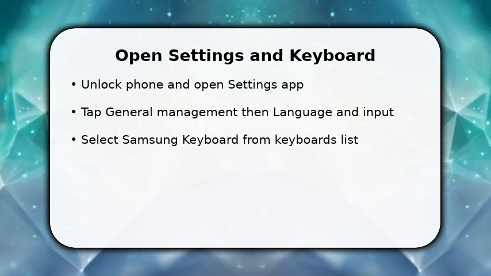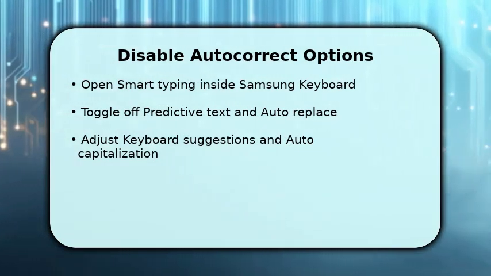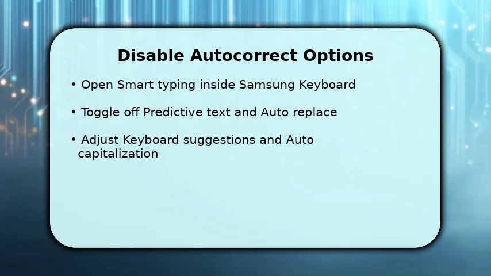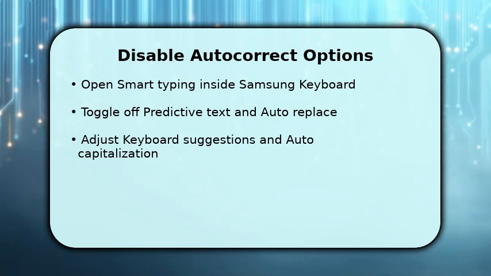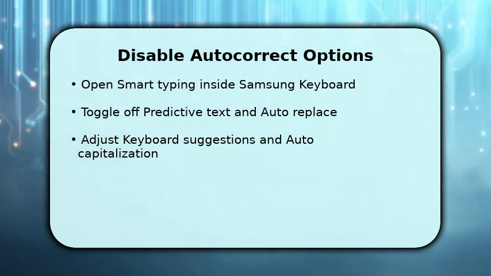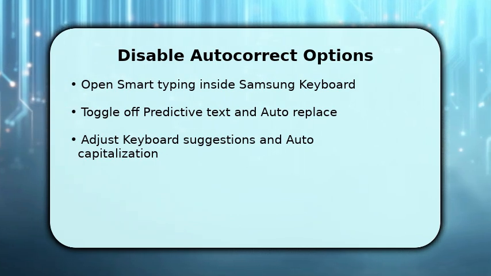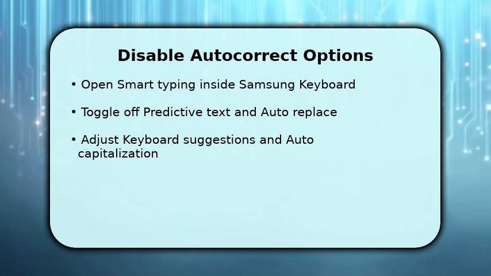Once inside Samsung keyboard options, tap Smart Typing to find predictive and correction toggles. This is where Autocorrect lives. Turn off predictive text first to stop suggestions, and then disable Auto Replace to prevent automatic word swaps. You can also tweak keyboard suggestions and auto capitalization if you want fewer intrusions.